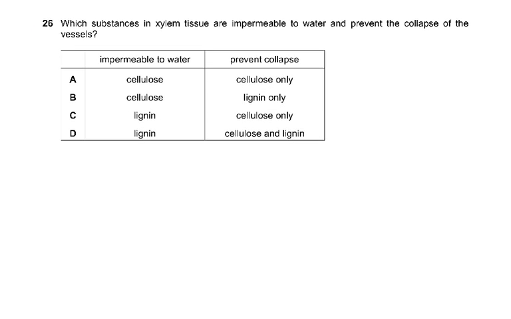Question number 26. Which substances in xylem tissue are impermeable to water and prevent the collapse of the vessels? Impermeable to water. So the answer here is D. Why? Because impermeable to water is lignin, and prevent the collapse means what makes the wall of the xylem vessels so sturdy and so strong that it prevents its collapse, would be cellulose and lignin, both in the wall.